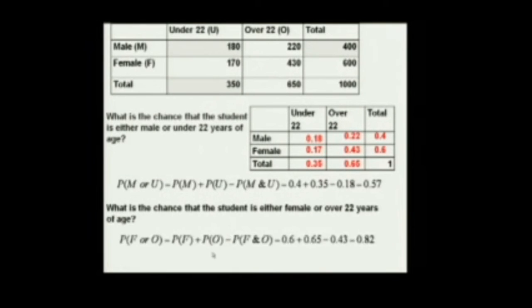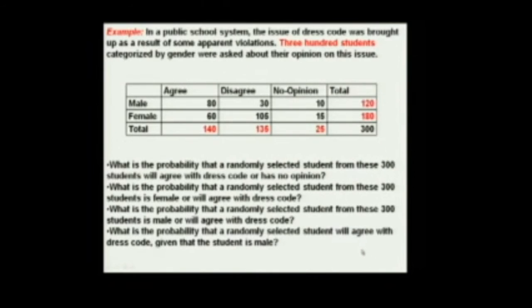Similarly, if we are trying to do the female or over, it's the probability of female plus the probability of over minus the probability of female and over. So once again, the 0.6 is the probability of female, the 0.65 is the probability of over, and the probability of female and over is the 0.43. And as you can see, these are all derived directly from the table. That is how easy it is if we use a contingency table to calculate the different probabilities.